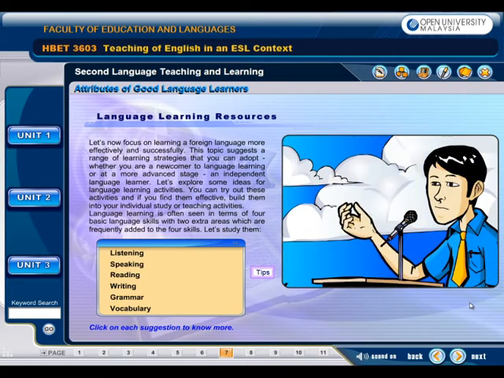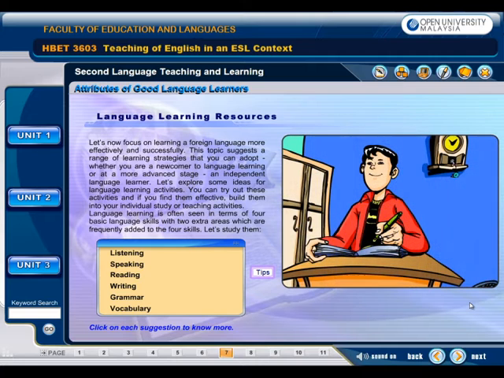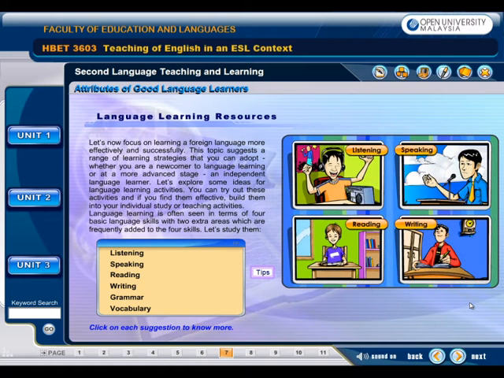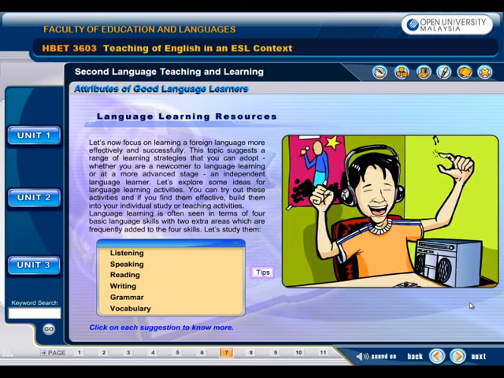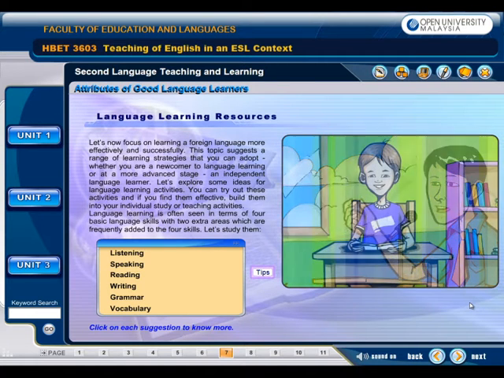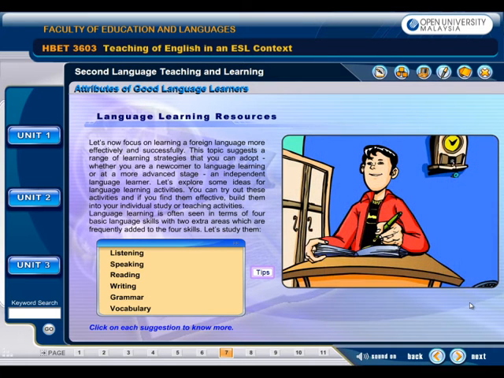Let's now focus on learning a foreign language more effectively and successfully. This topic suggests a range of learning strategies that you can adopt, whether you are a newcomer to language learning or at a more advanced stage, an independent language learner. Let's explore some ideas for language learning activities. You can try out these activities, and if you find them effective, build them into your individual study or teaching activities.